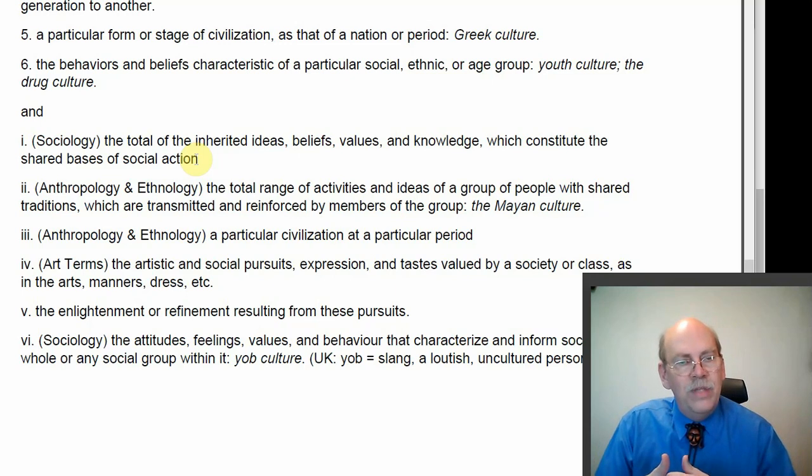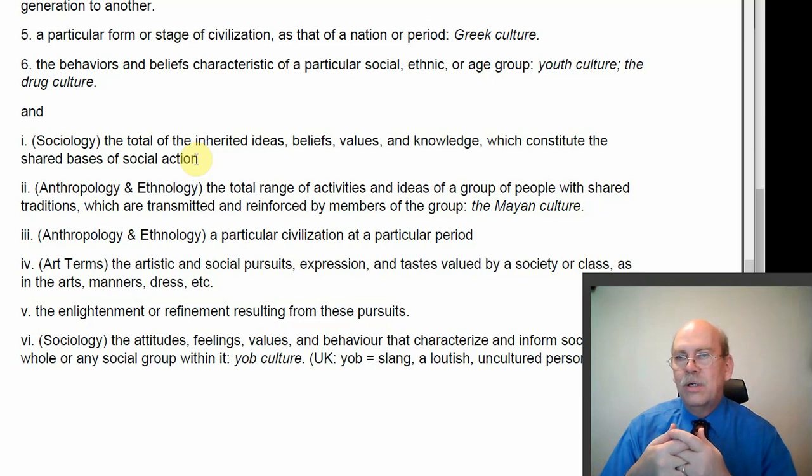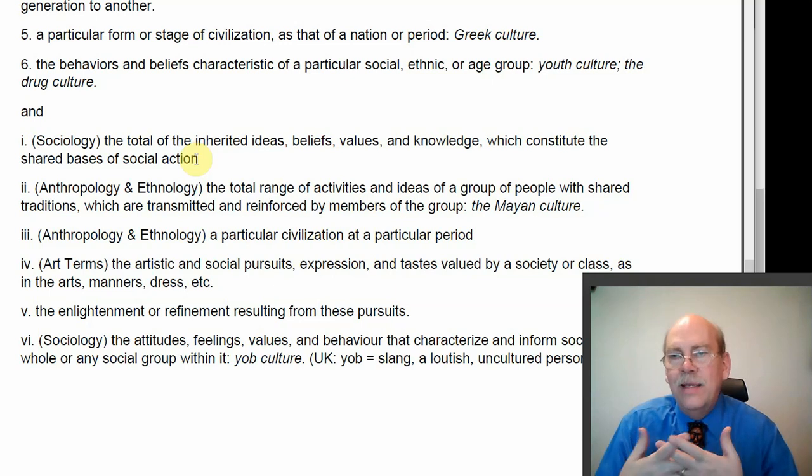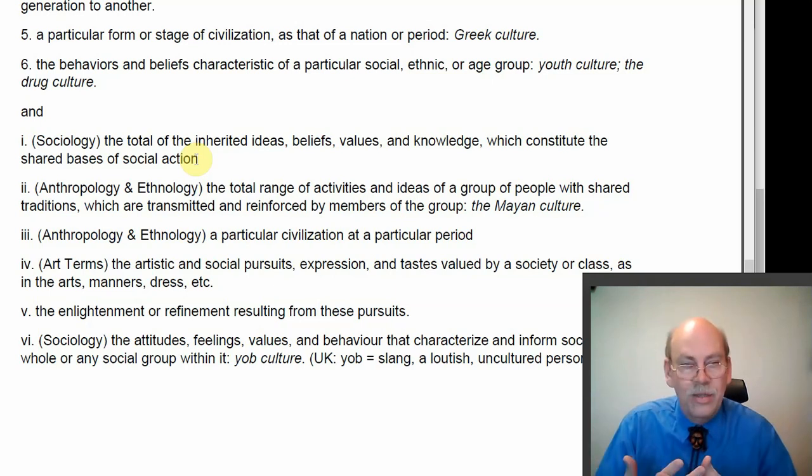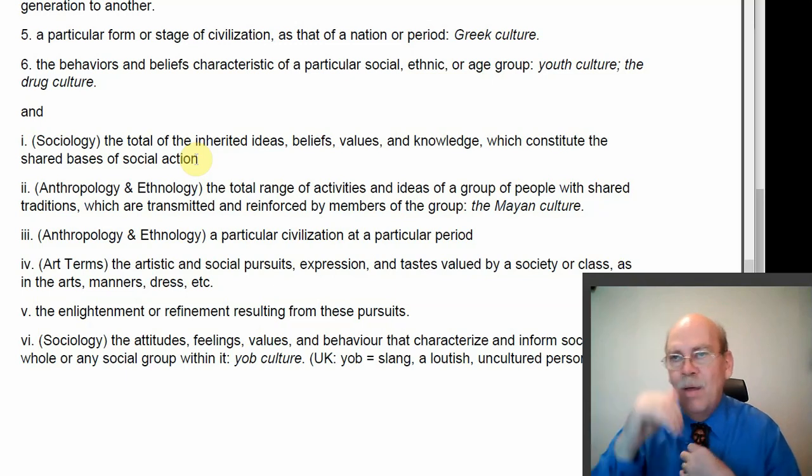Point five, the enlightenment or refinement resulting from these pursuits. So if you are chasing culture and you then get culture, that would be the enlightenment or refinement, that somehow you are better than the common people because you have culture. And again, in this case, culture is kind of sort of like manners, an understanding of the good way to eat.